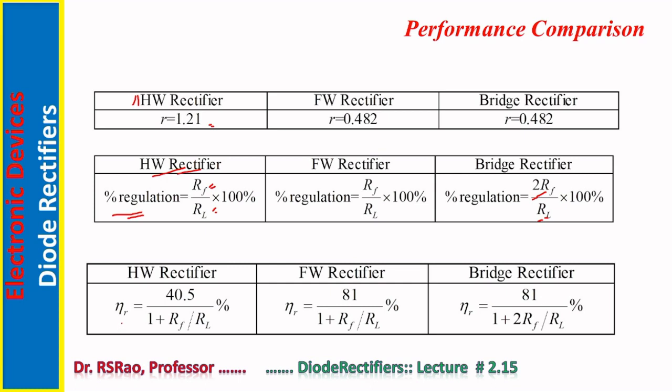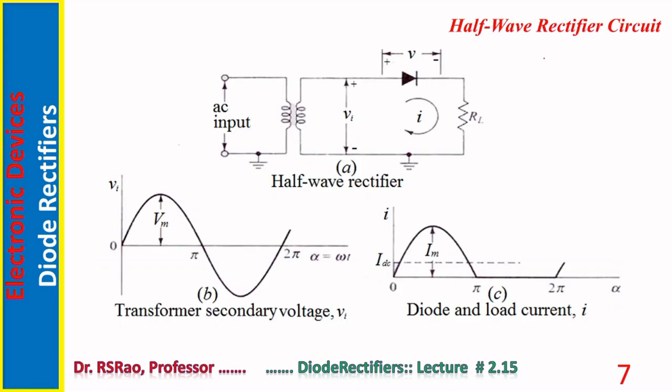Now we move to another performance index, efficiency of rectification. It is equal to 40.5 by 1 plus RF by RL. In case of a half wave rectifier circuit, it is half of that of the full wave rectifier circuit. For bridge rectifier circuit, it is the same as that for full wave rectifier circuit. Now let us move to see the actual circuits.